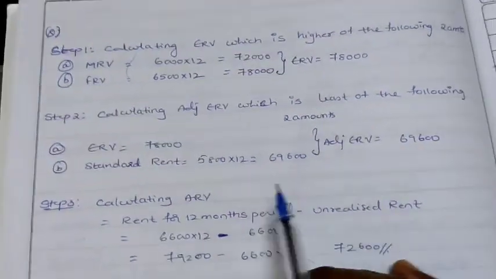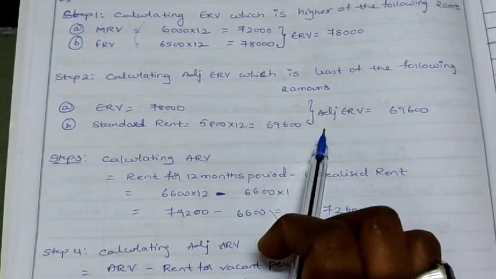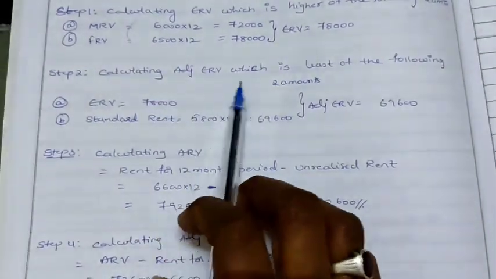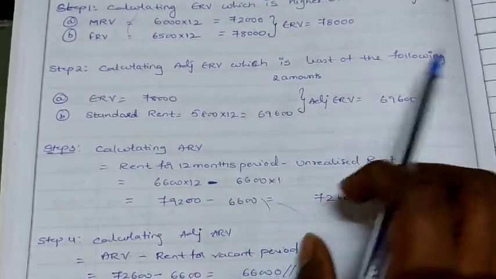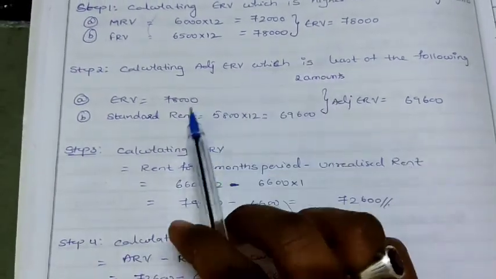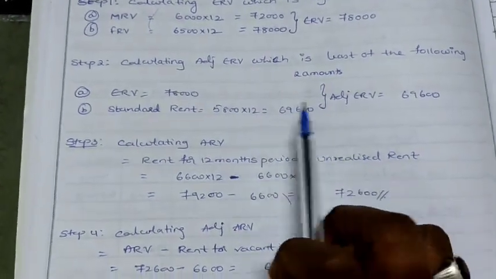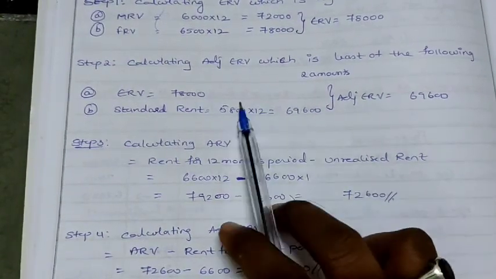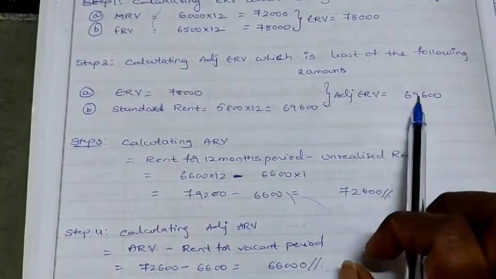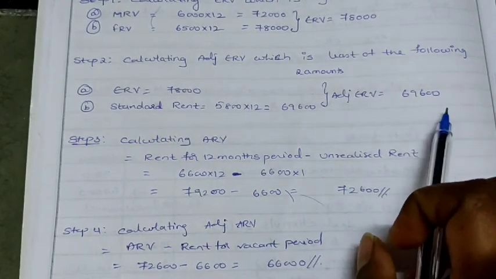Next, standard rent is given, so we have to calculate adjusted ERV. For calculating adjusted ERV, we take the least of the following two amounts: ERV 78,000, and standard rent 5,800 into 12, which is 69,600. So the least value will be the adjusted ERV. Of these two, we have to select the least value.